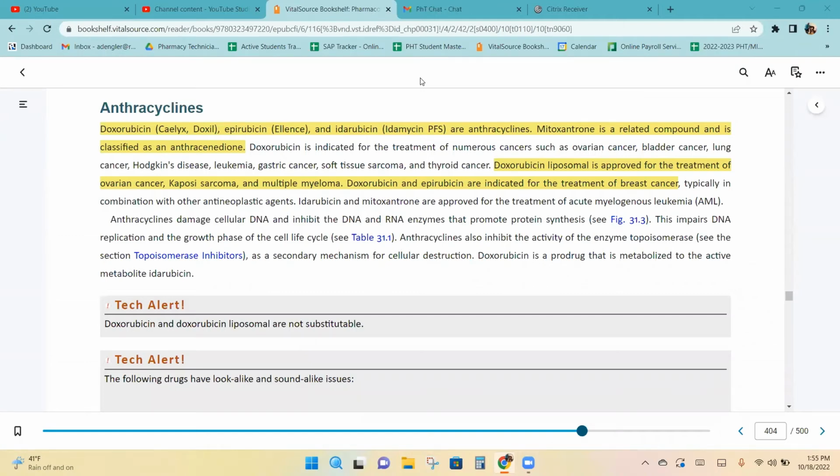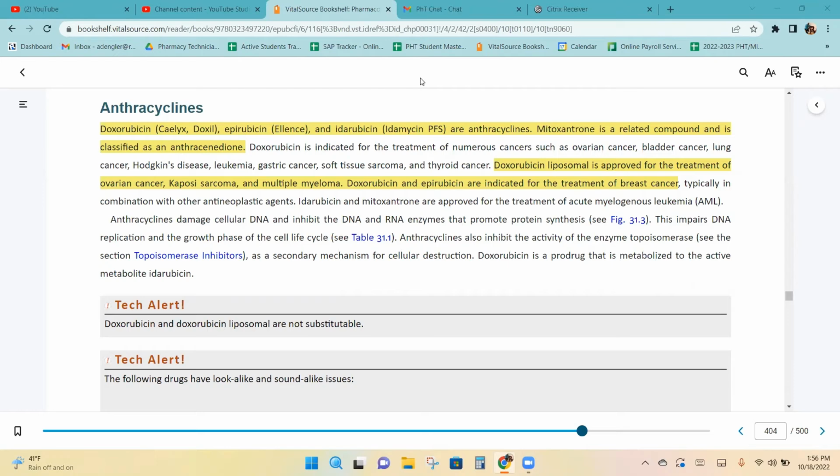Doxorubicin, epirubicin, and idarubicin are anthracyclines. Mitoxantrone is a related compound and is classified as an anthracenedione. Doxorubicin is indicated for the treatment of numerous cancers such as ovarian cancer, bladder cancer, lung cancer, Hodgkin's disease, leukemia, gastric cancer, soft tissue sarcoma, and thyroid cancer. Doxorubicin liposomal is approved for the treatment of ovarian cancer, Kaposi sarcoma, and multiple myeloma. Doxorubicin and epirubicin are indicated for the treatment of breast cancer, typically in combination with other antineoplastic agents. Idarubicin and mitoxantrone are approved for the treatment of acute myelogenous leukemia.